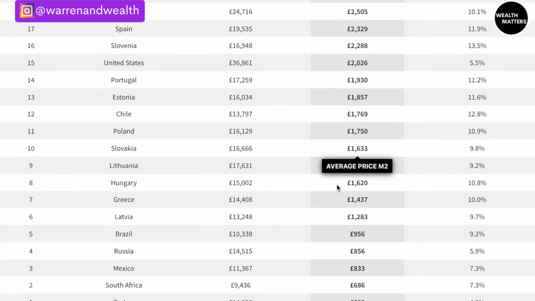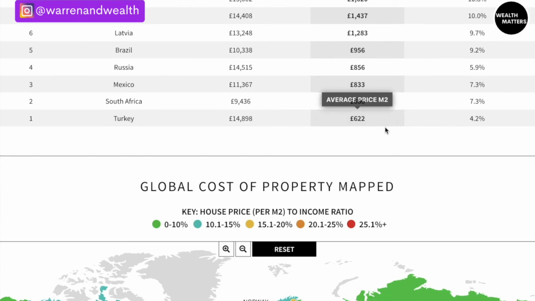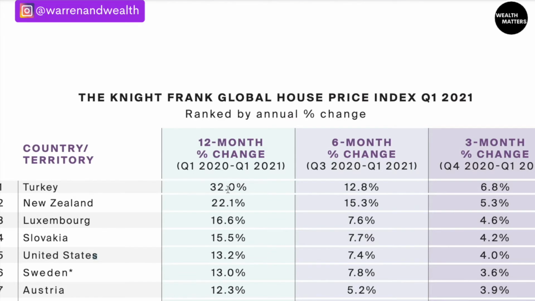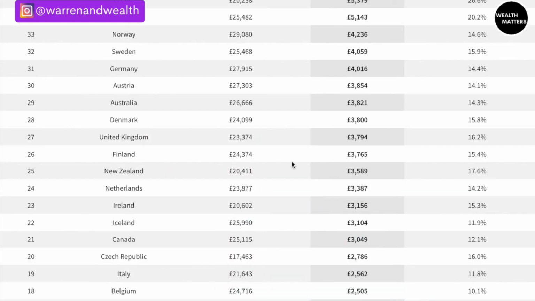So a property in Turkey costs £622 per square meter. The average property in Turkey is 6 times cheaper than that in the UK, and it's grown roughly 3 times as much in the last 12 months. Next, let's look at New Zealand. The average property in New Zealand is £3,589 per square meter compared to £3,794. So roughly around the same price as a property in the UK, but it's grown twice as much.